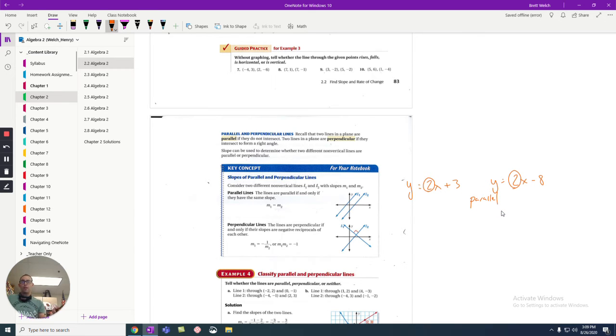Now, a line can be parallel. It can also be perpendicular. Now, a perpendicular line means that it's going to meet at a 90-degree intersection.